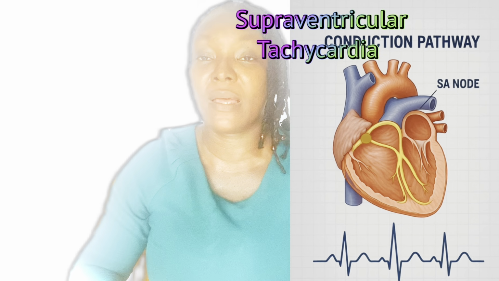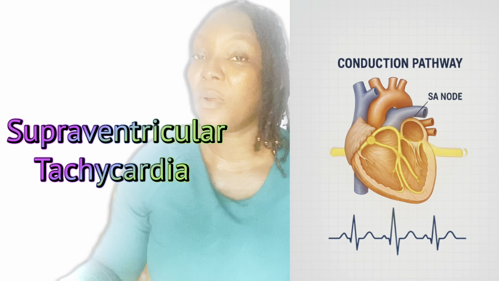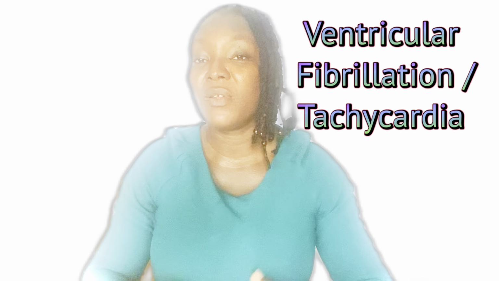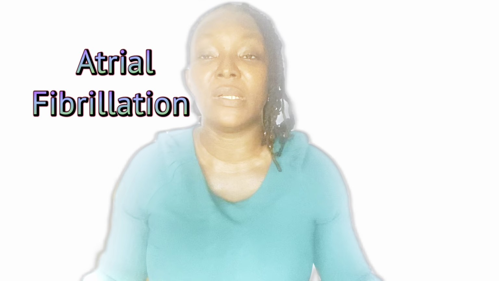Okay, we know that our sinoatrial node is somewhere in the right atrium. So you can imagine, if you have things like supraventricular tachycardias, that tells you they are not coming from the SA node. Okay, or you have ventricular fibrillations, ventricular tachycardias, atrial fibrillations, and all that. They are not coming from the SA node, and it is a cause for alarm. So it is very, very important to be able to identify whether or not your rhythm is sinus or otherwise.